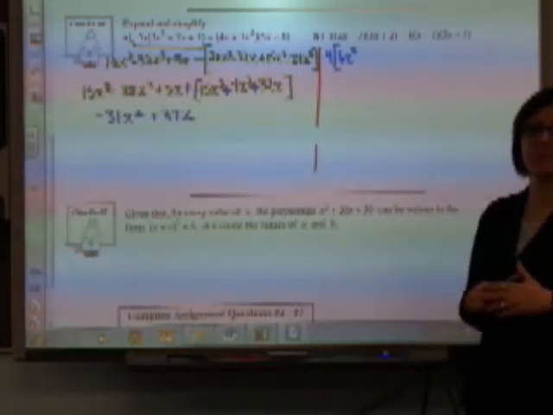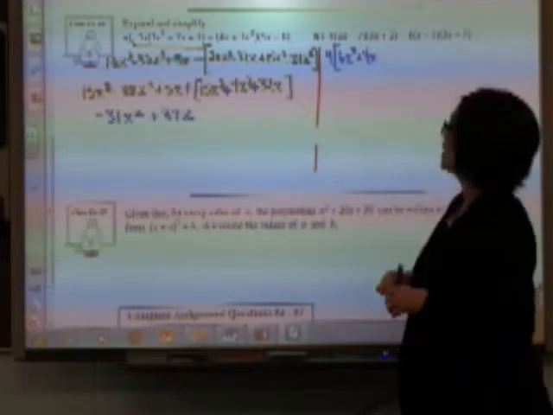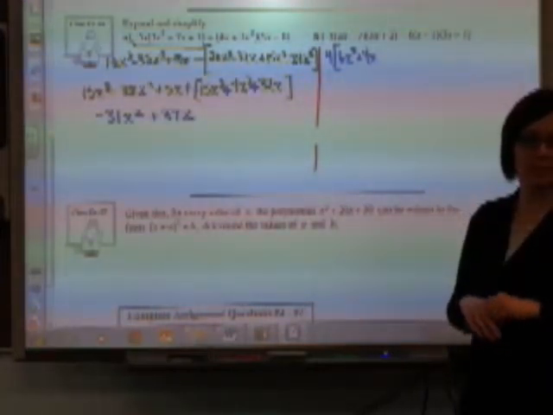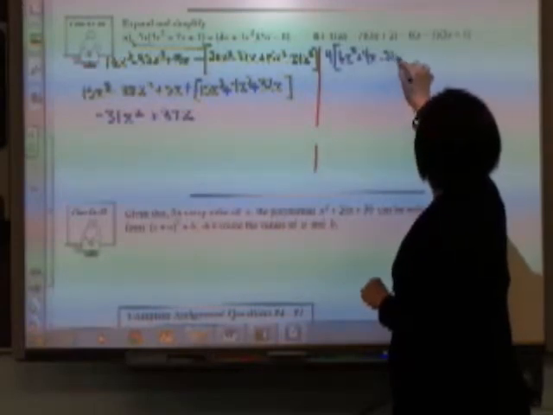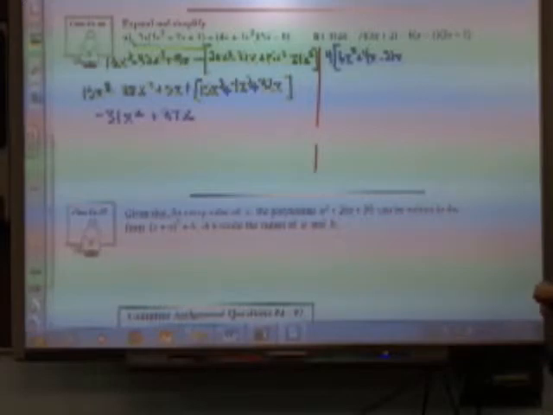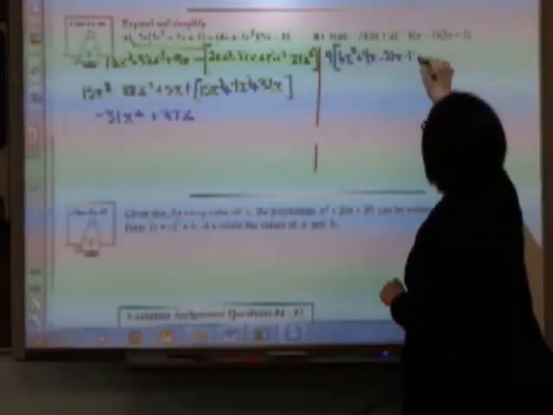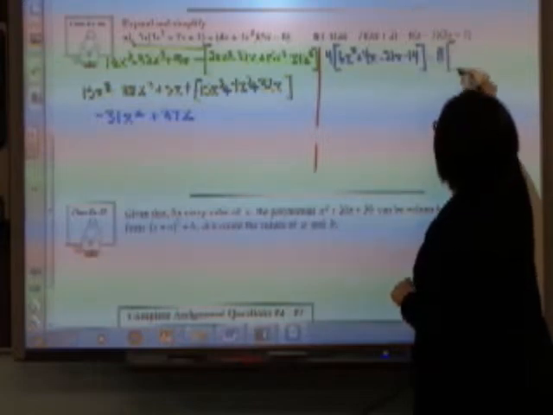2x times 2, 4x. And then negative 7 times 3, negative 21x. Negative 7 times 2. And then I'm going to do the same thing with my negative 8.